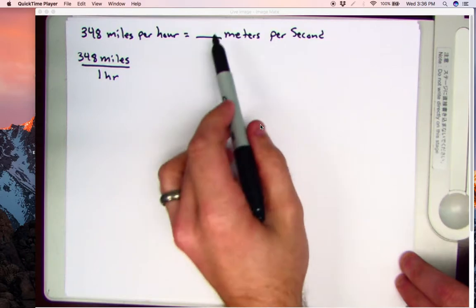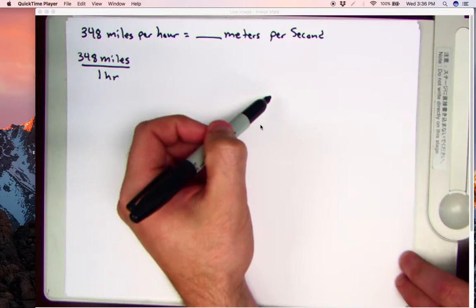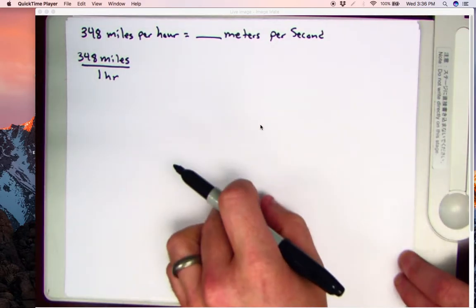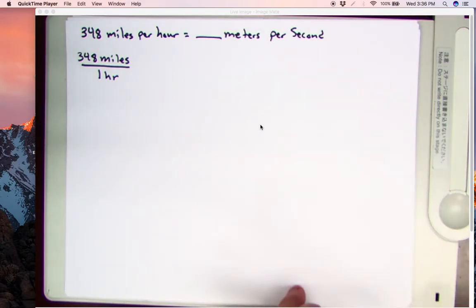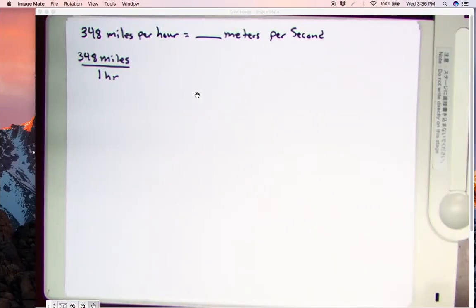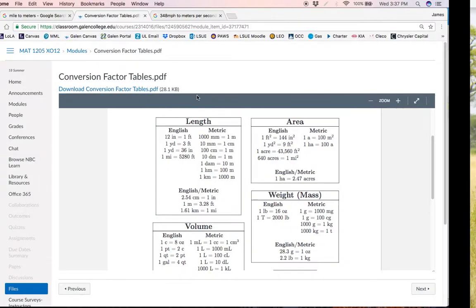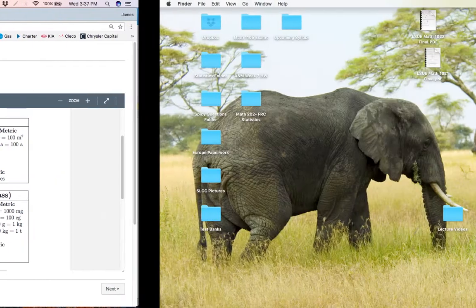Now, we know that our answer has to be in meters per second, so the meters would be on the top and the seconds would be on the bottom. Now, according to your unit conversion table, see if I can pull it up real quick. We have 1 mile is equal to 5,280 feet, and also 1 meter is 3.28 feet. Those are the two most important ones we're going to be using.